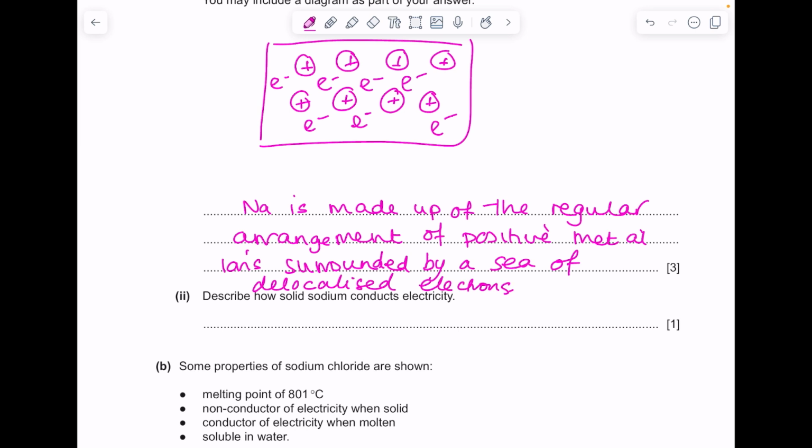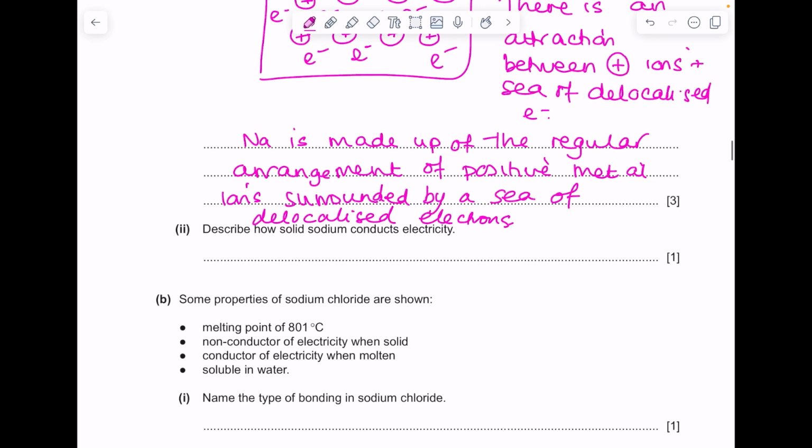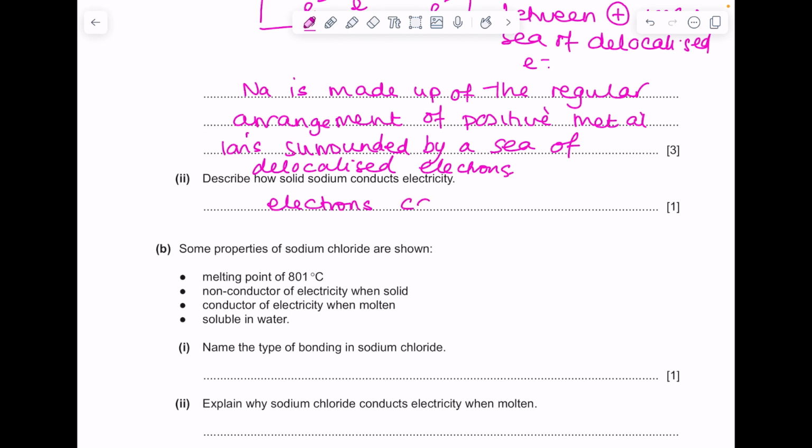We've run out of space. There is an attraction between the positive metal ions and sea of delocalized electrons. Describe how solid sodium conducts electricity through those electrons that can flow throughout the metallic structure.